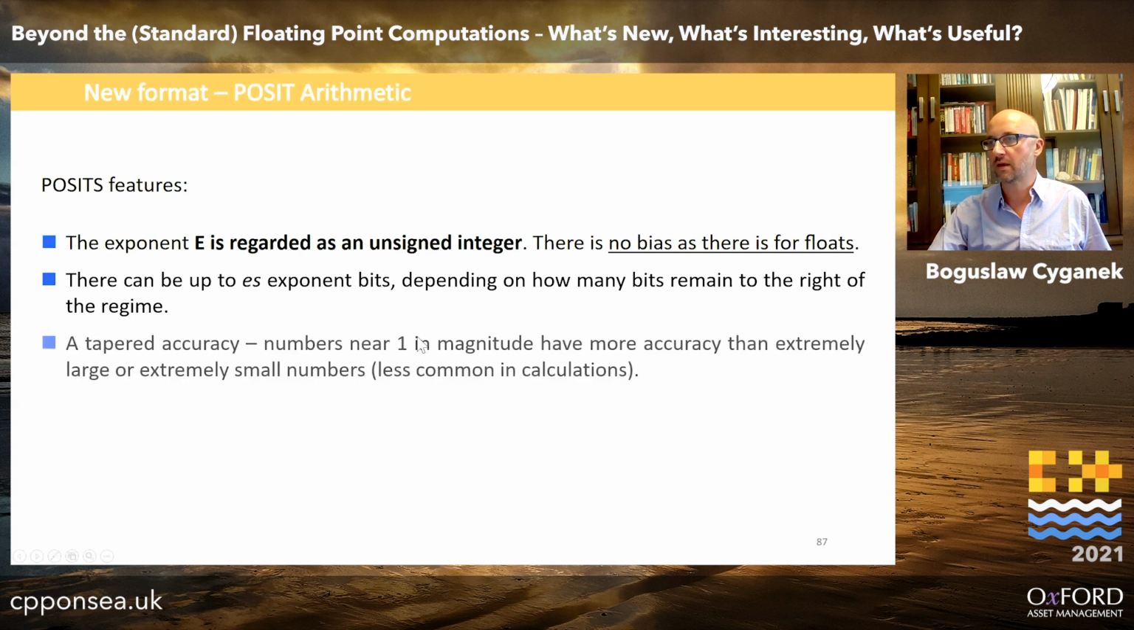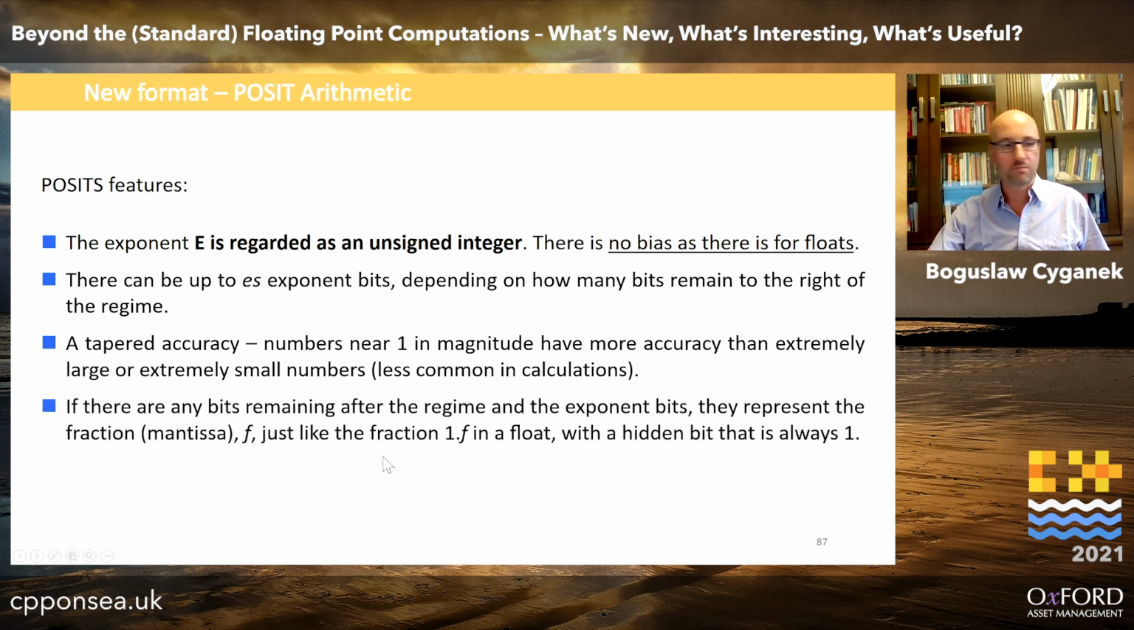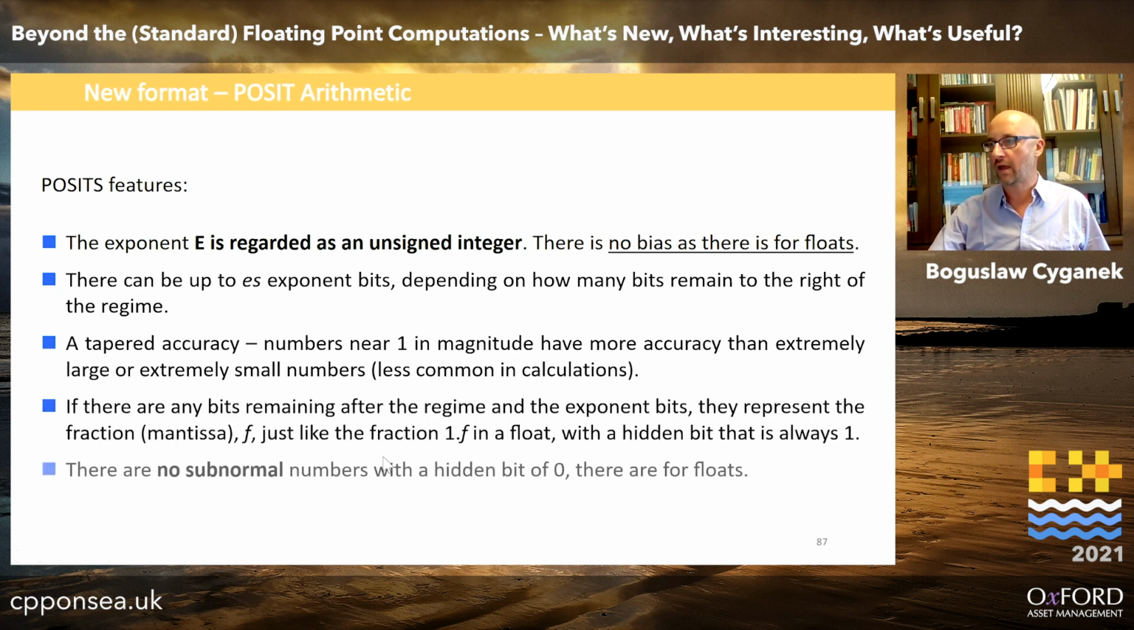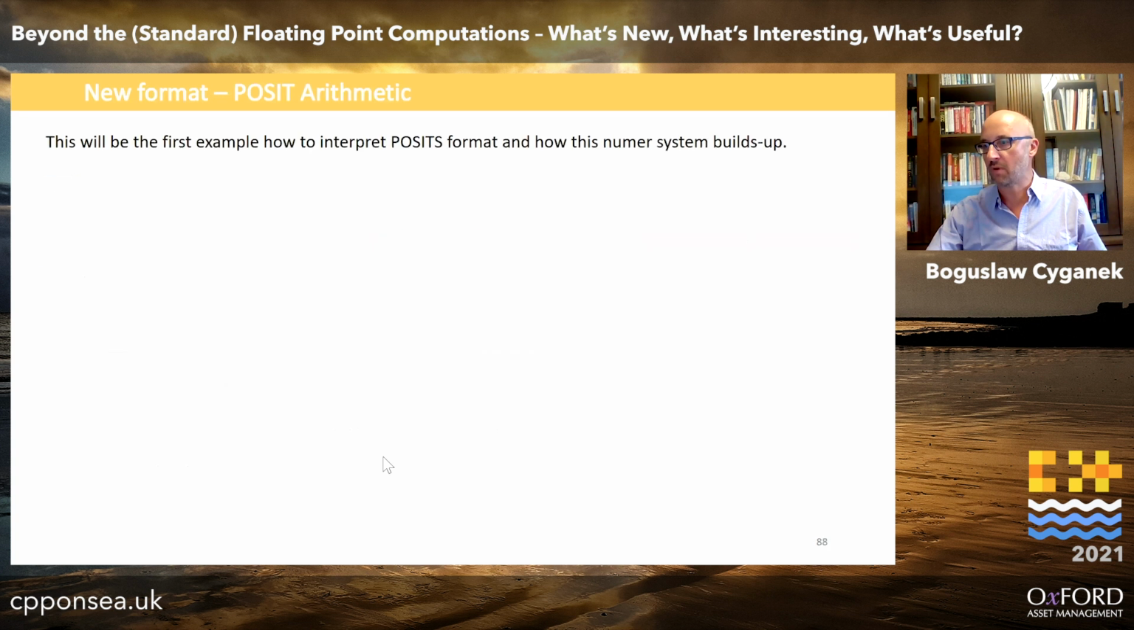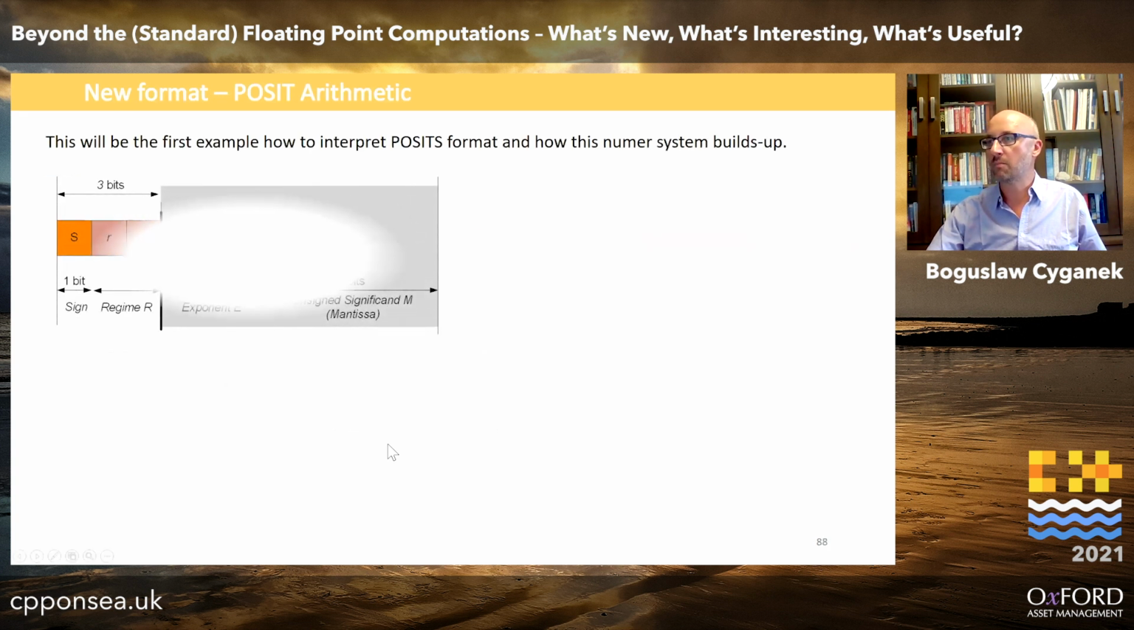Can be ES exponent bits, and this format is so-called tapered accuracy. Numbers near 1 in magnitude have more accuracy than extremely large or extremely small ones. Because time is passing quite quickly, I will go a little bit faster. There are no subnormals, no exceptions. You will see in a moment in a plot.